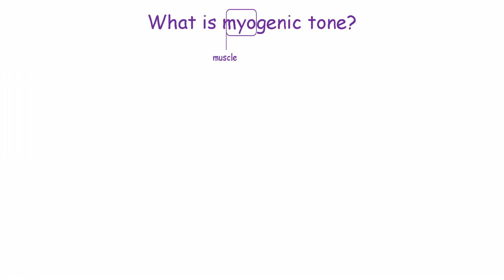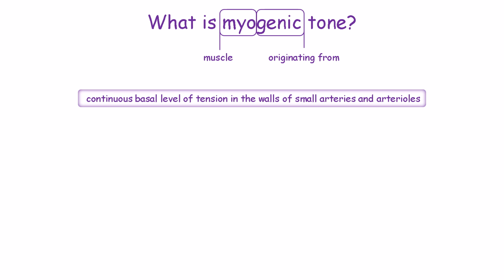Myo means muscle, and genic means originating from. So, myogenic tone is a tone that originates from muscle. When applied to arteries, it is a continuous baseline level of tension in the walls of the arteries that is generated from within the smooth muscle.